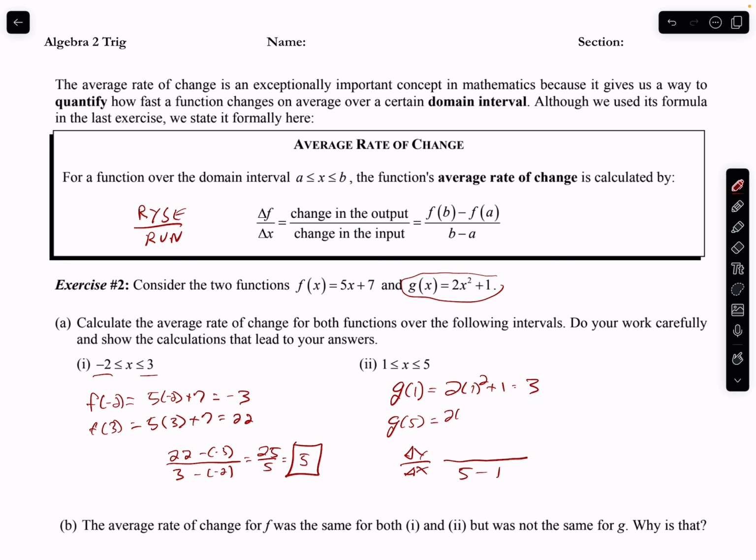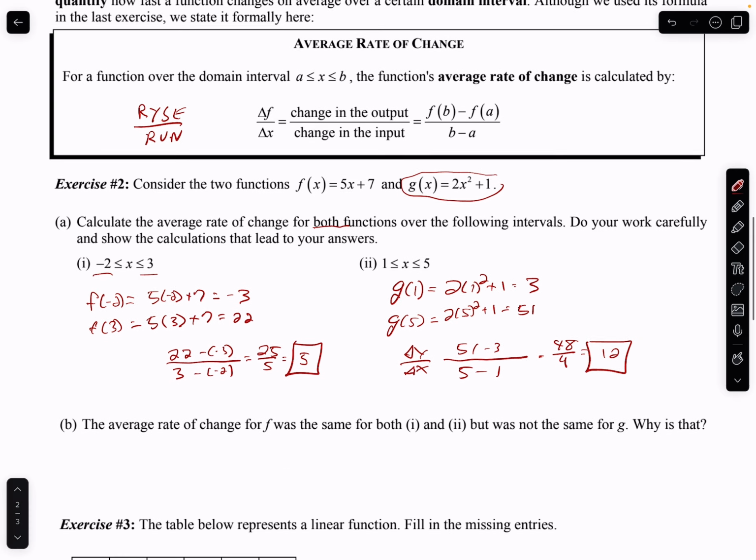And then I've got 2 times 5 squared plus 1. 5 squared is 25, times 2 is 50, and then we're going to get 51 here. So then I've got 51 minus 3 on the top. Once we simplify, we would get 48 divided by 4, which simplified is the number 12. If you wanted to, you can calculate both functions over the following intervals, but just for sake of time, I'm just going to do 2 of those.